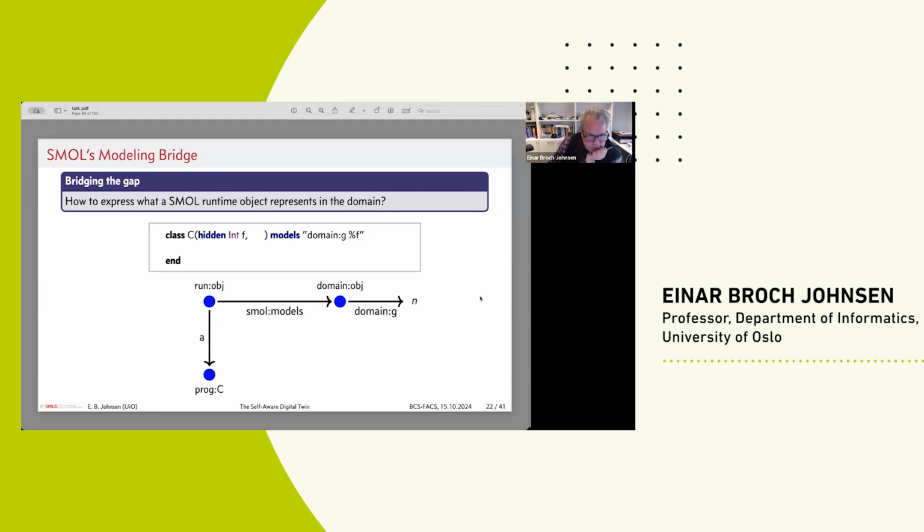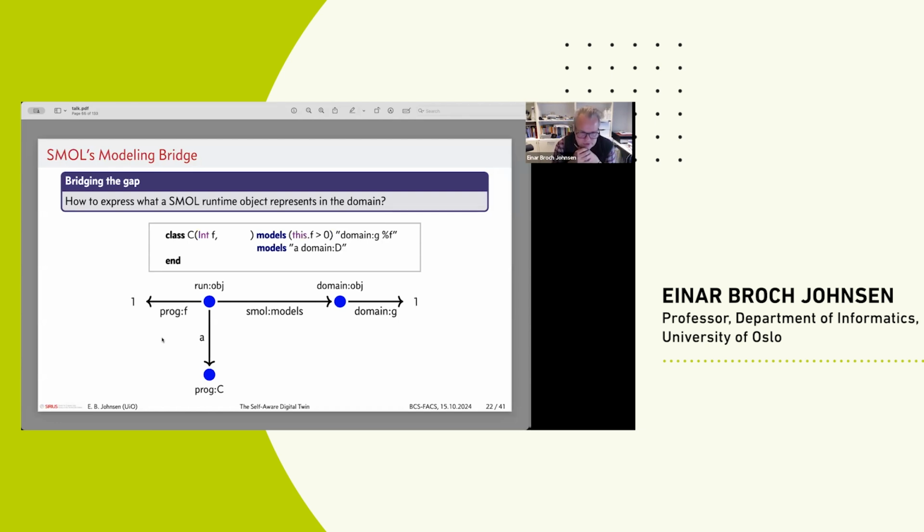We can also feed in values from the state in the following way. So let's say we are not interested in lifting this field F from the runtime object, so we want to hide it. And instead we want to tell SMOL that actually this field F should be interpreted as a G relation in the domain. So here we're linking the runtime object to its corresponding individual in the domain and telling SMOL that the domain relation G should be given the value in the current runtime state of F. So we can start playing with these things.